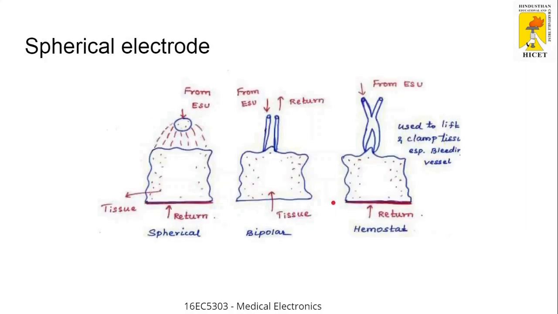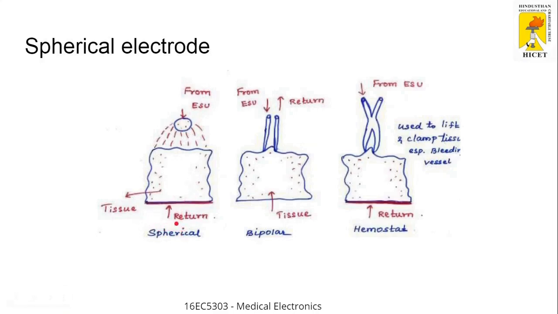Next slide is about the electrodes, the types of electrodes. So here you can see that it's in a spherical shape. This type of electrode is used for coagulation, and it is not used for diathermy, which means that to cut you will not use this type of electrode. So as I told you, you have majorly two different classifications of electrodes. One is monopolar and then bipolar.